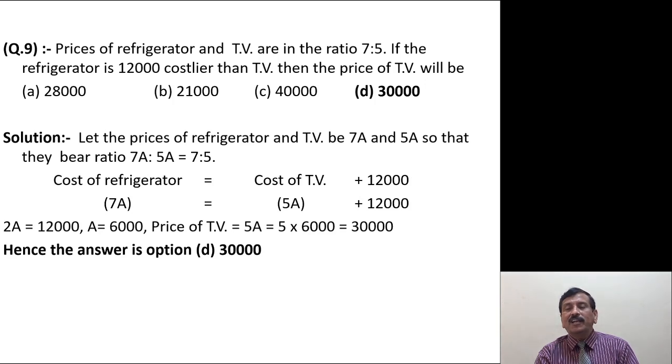Next. Prices of refrigerator and TV are in proportion 7:5. So let's assume their actual prices are 7A and 5A. But cost of refrigerator is a little bit more than cost of TV. How much more? 12,000. So 7A is equal to 5A plus 12,000. We get A is equal to 6,000. And the price of the television we get as 30,000.